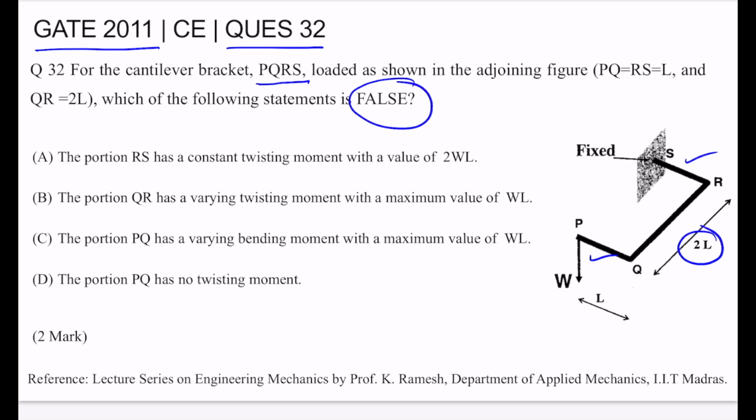Option A is the portion RS has a constant twisting moment with a value of 2WL. Option B is the portion QR has a varying twisting moment with a maximum value of WL. Option C is the portion PQ has a varying bending moment with a maximum value of WL, and the portion PQ has no twisting moment. This is option D. It's a 2-mark question.